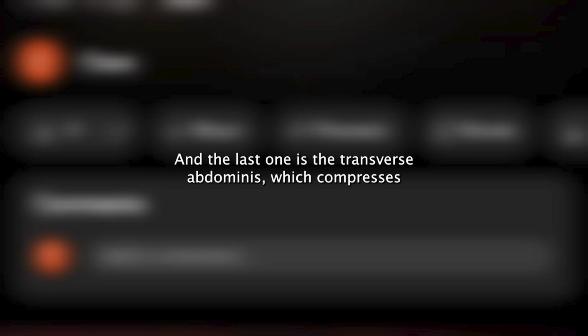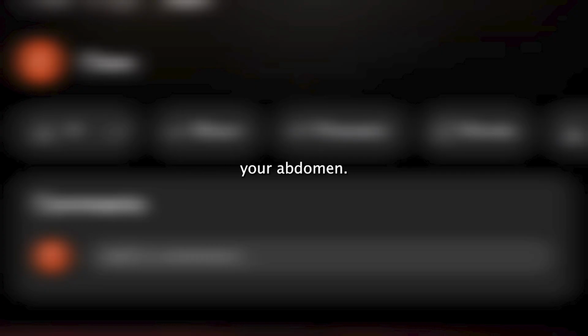Okay, and the last one is the transverse abdominis, which compresses your abdomen. So you can compress it, tighten it up. Can I have that stomach plate, please? Okay, so here's your rectus. This is your linea alba. This is your tendinous inscriptions.